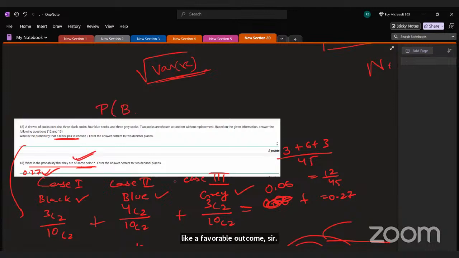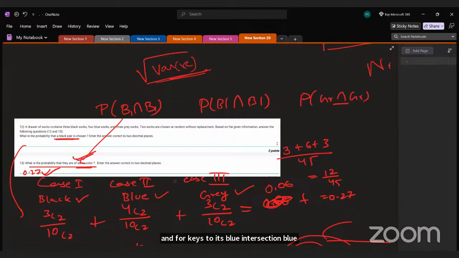You have to choose black intersection black for case one, and for case two it's blue intersection blue. For case three it will be gray intersection gray. That means we have to consider all three colors of same-color socks. Right, sir? Yes, that's what it means. Okay, thank you.